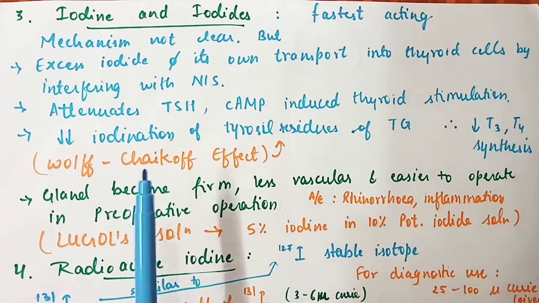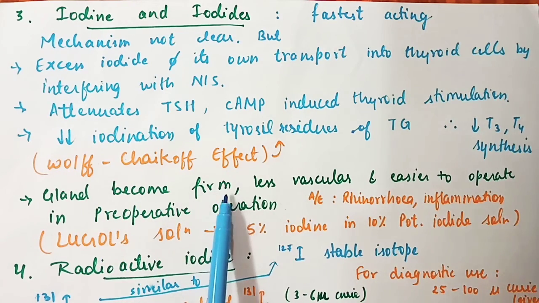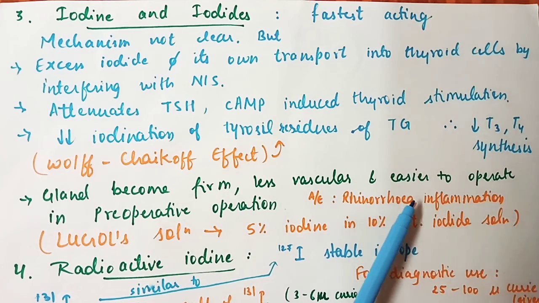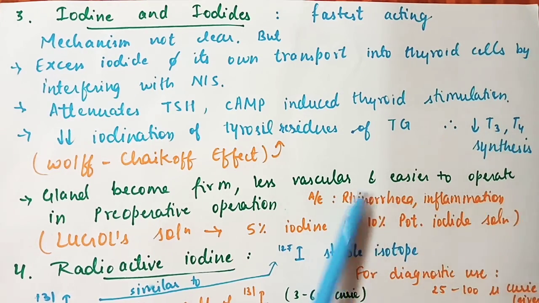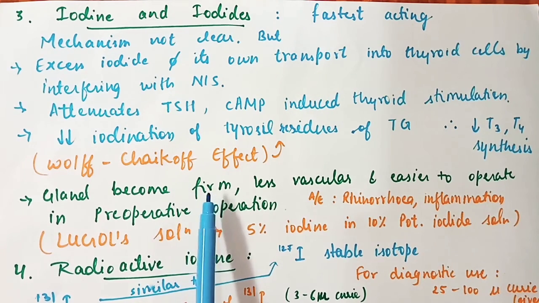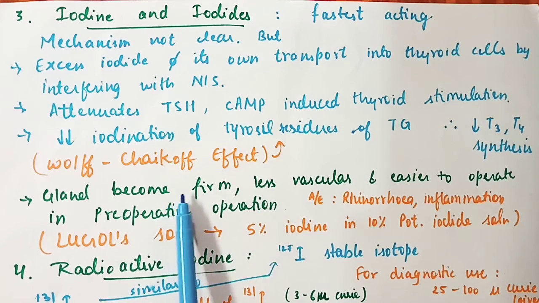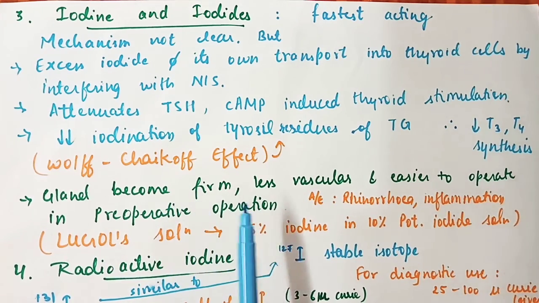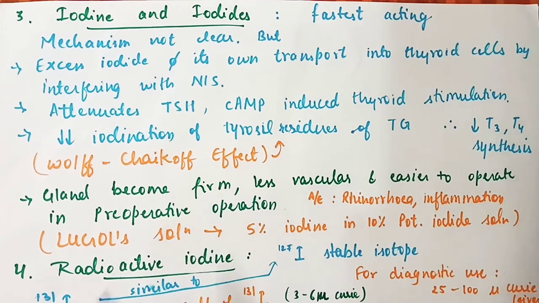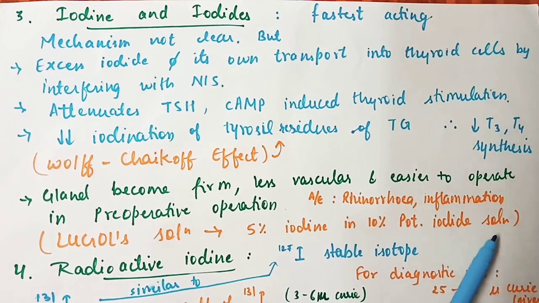Because of this iodine and iodides, the gland becomes firm and less vascular, and while operating, it becomes easier to operate on the thyroid gland. Basically, these are used in surgeries when hyperthyroidism has taken place, and there is no choice other than surgery. The adverse effects of iodine and iodides are rhinorrhea and inflammation of various parts. The iodine and iodides used are basically Lugol solution. This Lugol solution contains 5% iodine in 10% potassium iodide solution.